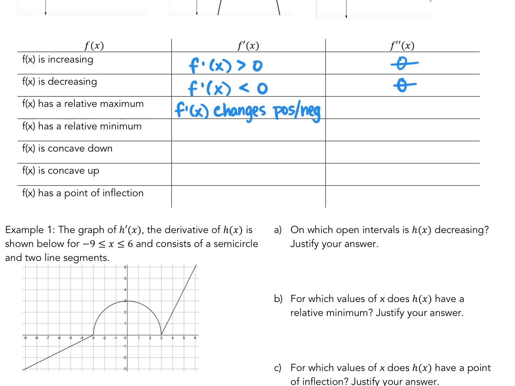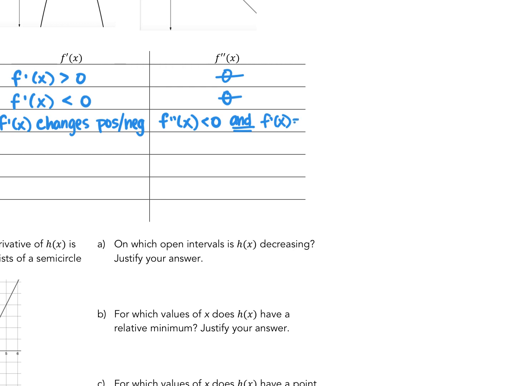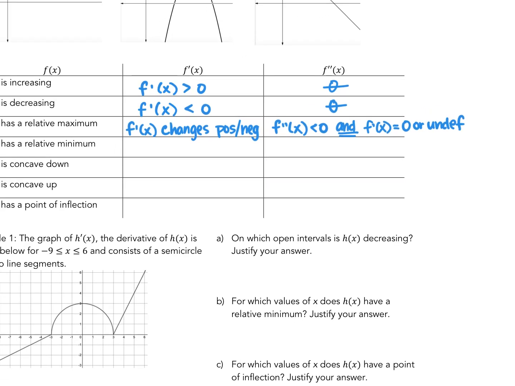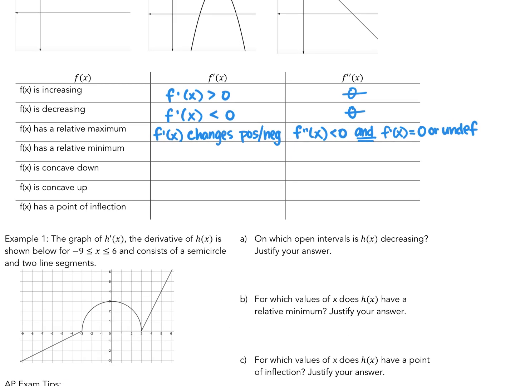It has to be the combination of two things. F double prime of X being negative and F prime of X being 0 or undefined. The undefined is important as well; you could have either of those. So having a maximum, you need to either show a change in the first derivative, or if all you have is a second derivative to work with, you need to show the sign of the second derivative along with the 0 or undefined value in the first.